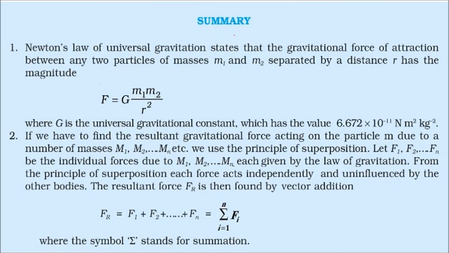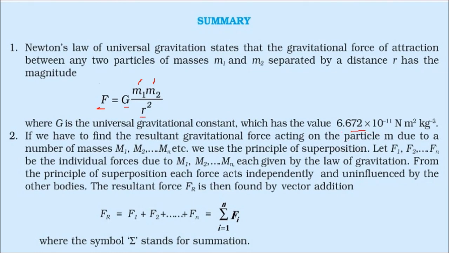Let us summarize. Newton's law of universal gravitation states that the gravitational force of attraction between two particles of mass m1 and m2, which are separated by a distance r, has the magnitude F equal to G m1 m2 divided by r square. This G is the universal gravitational constant, whose value is 6.672 into 10 to the power minus 11 Newton meter square per kg square.